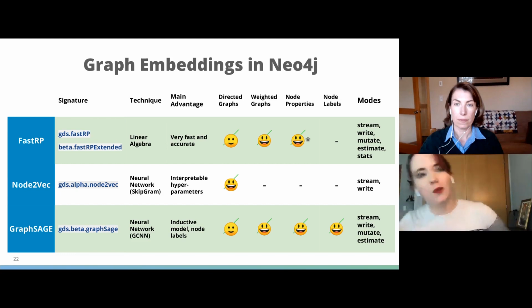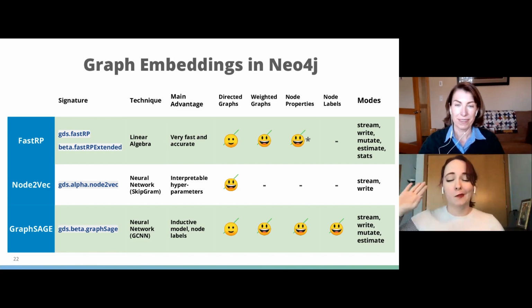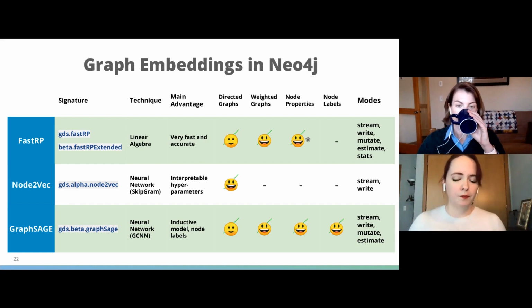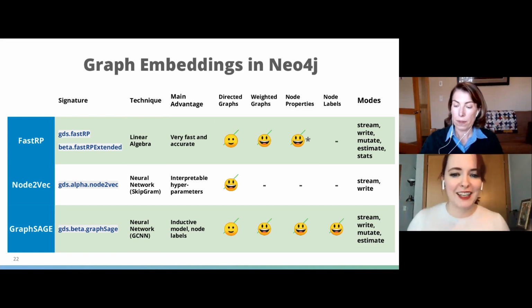This is like, if you don't want to read the docs, if you want to zone out and you're just like, what does Neo4j have for me? We basically have 3 techniques. We have fast random projections, or FastRP, which is a linear algebra based technique. We have Node2Vec, which is probably the most well-known embedding that's out there, which is based on random walk sampling, and then you train a neural network to represent your graph. And then we have GraphSAGE, which is based on a graph convolutional neural network, and it creates an inductive predictive model.